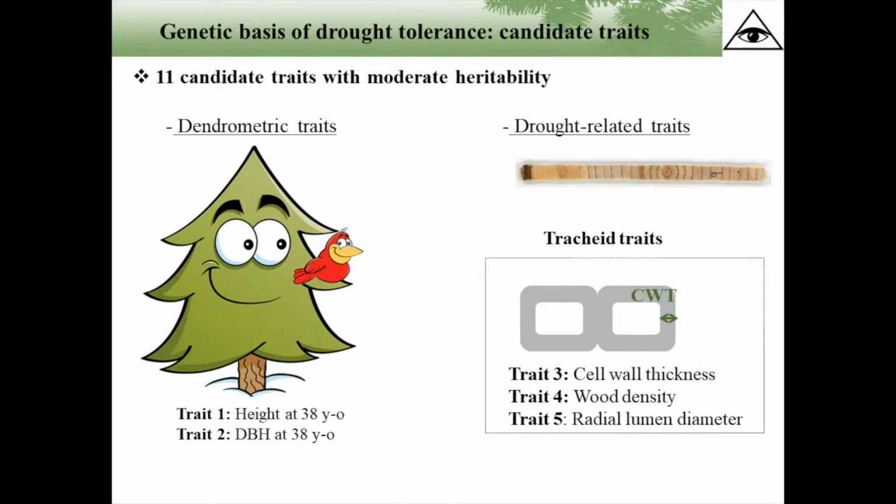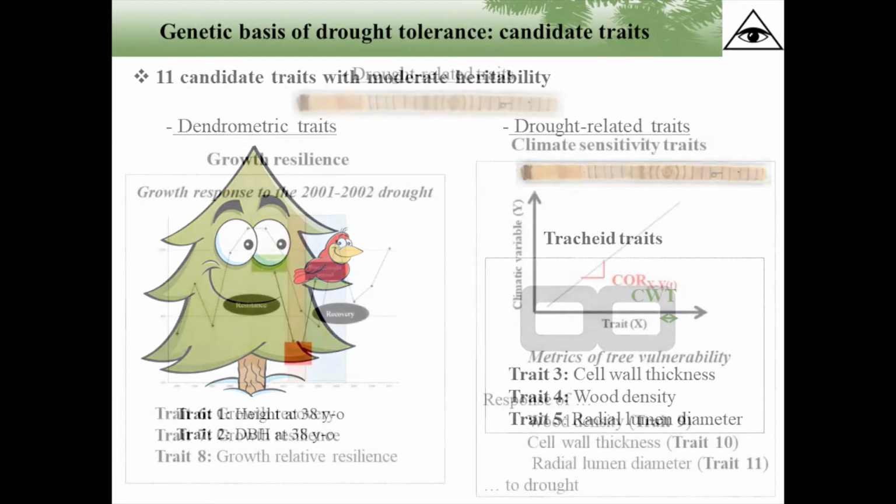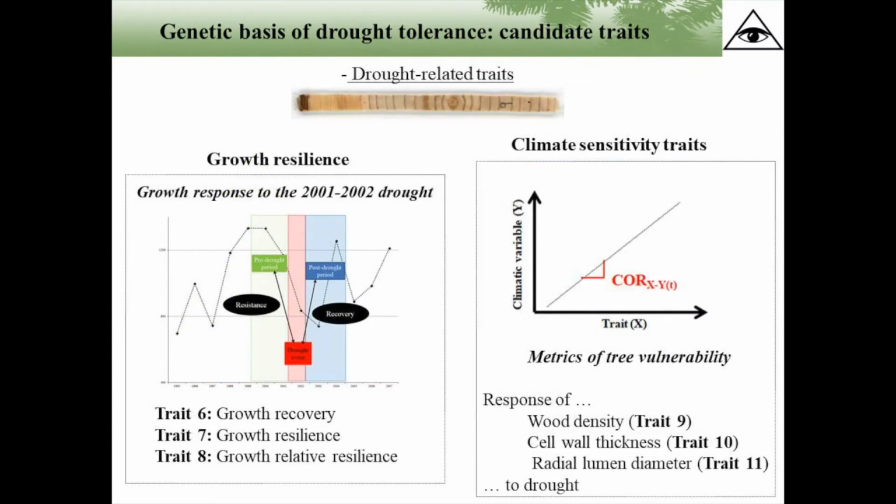The first category of tree-ring traits were represented by some tracheid features such as cell wall thickness, wood density, and radial lumen diameter. Growth resilience, recovery, and relative resilience in response to the major drought event represented the second category of tree-ring traits. The climate sensitivity category captures the overall effect of drought on annual fluctuations in tree wood density, cell wall thickness, and lumen diameter across tree lifespan.